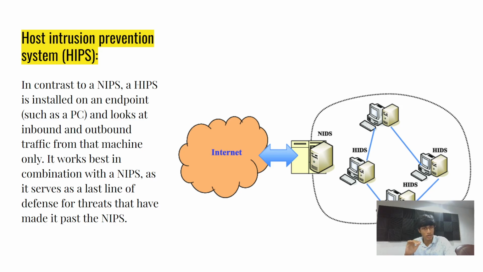In contrast to NIPS, HIPS is installed on the endpoints. It looks for inbound and outbound traffic from the machine. It works best in combination with NIPS as it serves as the last line of defense, right? Because NIPS is basically going to workstations and some of the other routers. So with NIPS, you can add HIPS, and this HIPS will be installed at the endpoints, such as a PC, and it will check inbound and outbound traffic.